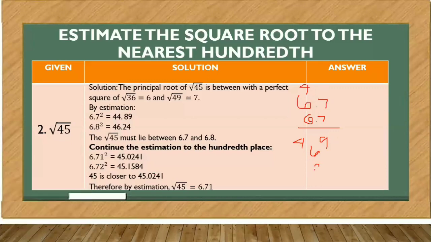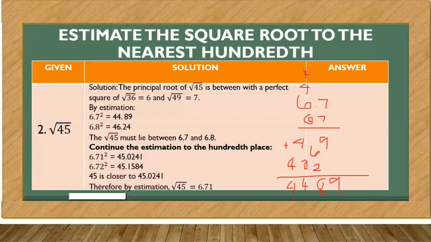42, carry 4. Then 6 times 6, 36, plus 4, 40. And then add. Bring down 9. 6 plus 2, 8. And then 4 plus 0, 4. Then bring down 4. And then how many decimal places? 1, 2. It means 44.89. So, medyo malapit na siya kay 45.